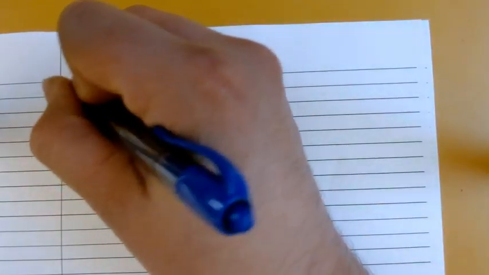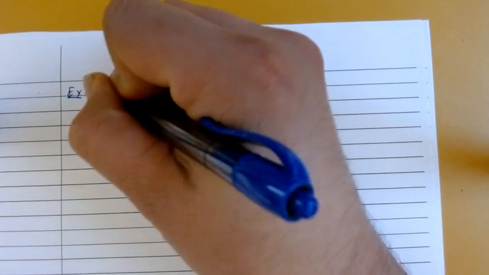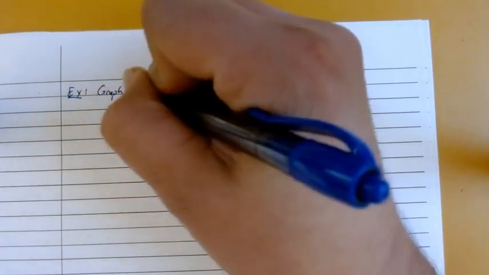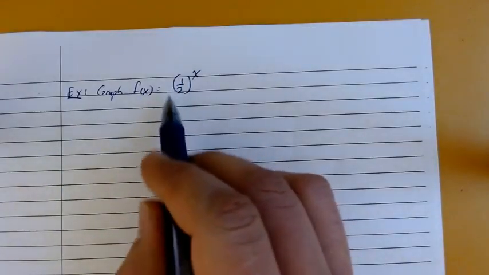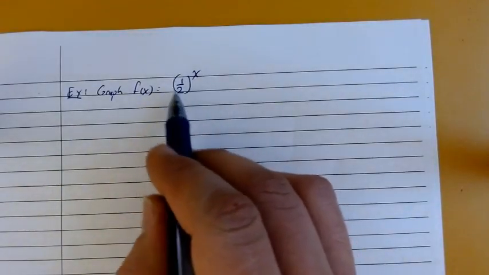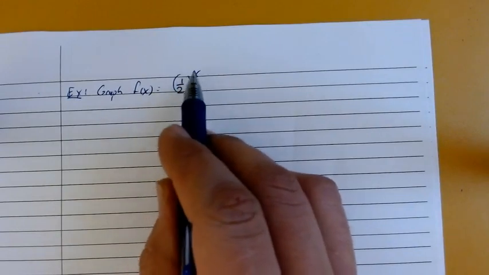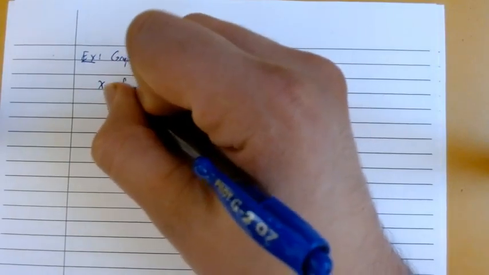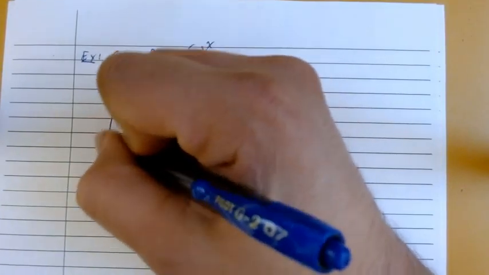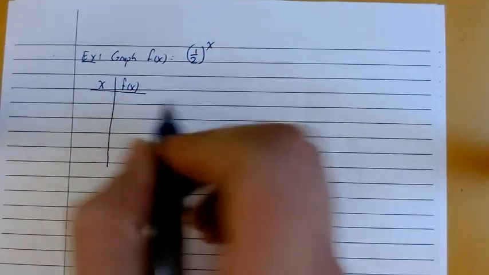So let's consider the following example. Let's go ahead and graph f of x is equal to 1/2 to the power x. This is exponential because you have a positive real number here that's not equal to 1, and it's being raised to some variable power. So this still fits the same pattern as before. I could plot a few points, and now that I know how these patterns work for exponential functions, this doesn't take quite as long as you would think.